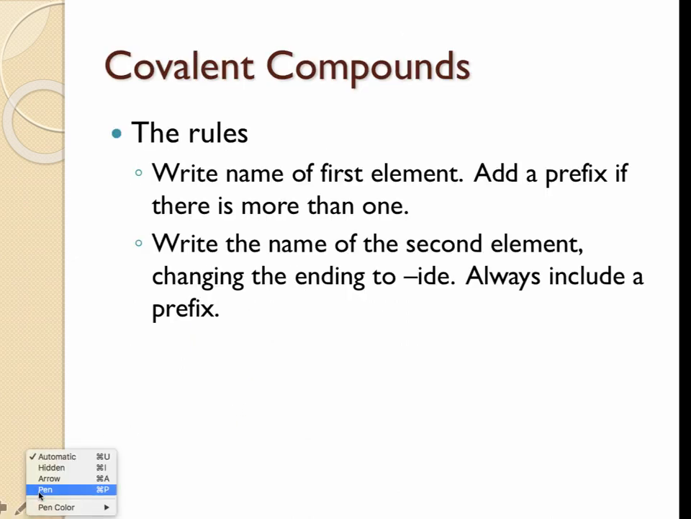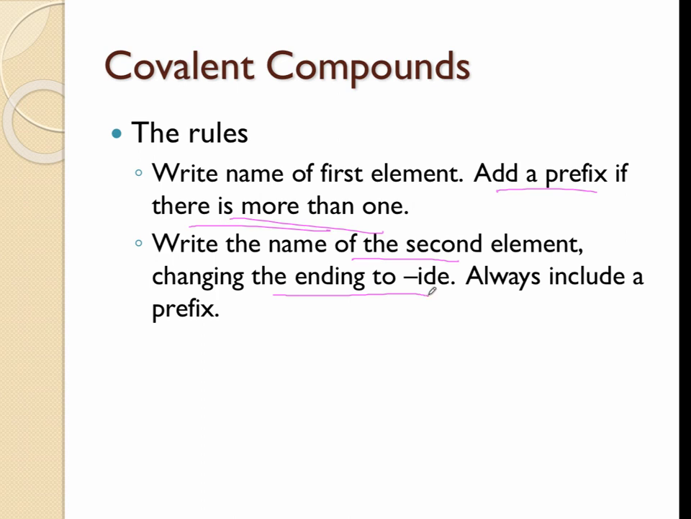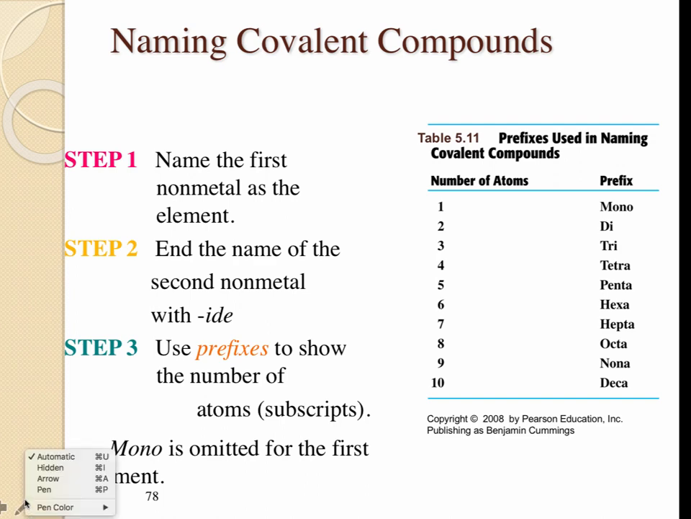So what are the rules, you may be asking yourself? Well, the rules are you write the name of the first element. You add a prefix only if there is more than one. Then you write the name of the second element, changing the ending to IDE. So this is similar to the ionic compound. The second element always gets a prefix. First element only if there's more than one.